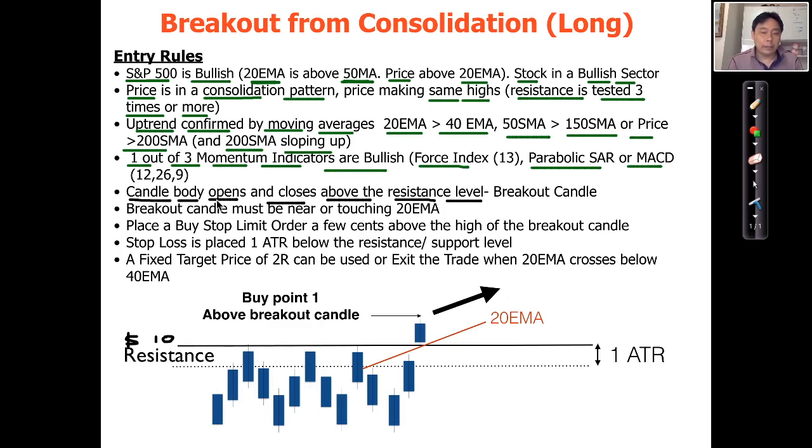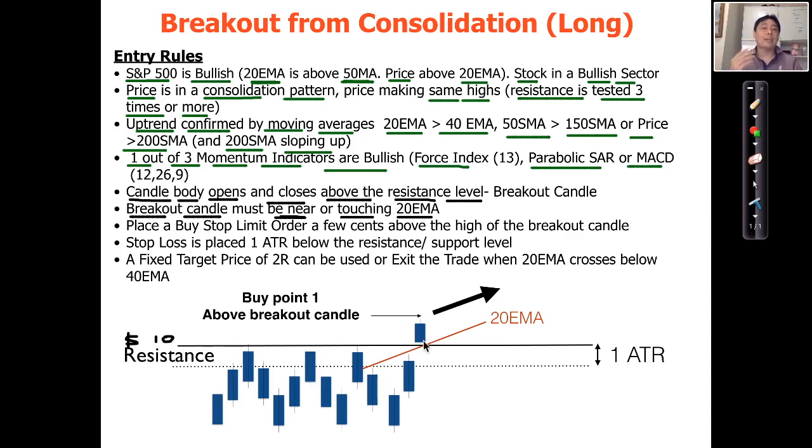Now, the other thing that's really important is when it breaks out of consolidation, ensure that the breakout candle, which is again this candle, that prisoner who just escaped, should be near or ideally touching the 20 exponential moving average. Why? Remember that whenever the price is too far from the moving average, it tends to be overextended and it tends to snap back to the moving average. So we want to ensure that when it breaks out, it has not been overextended. And again, one way to tell is that it is near or ideally touching the 20 moving average.